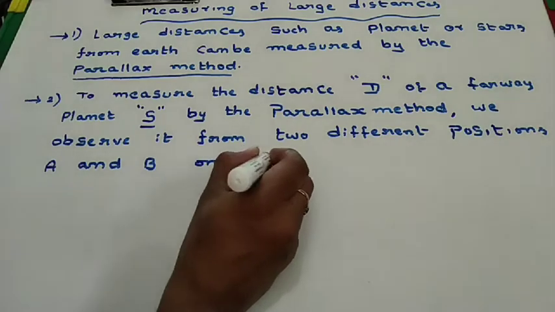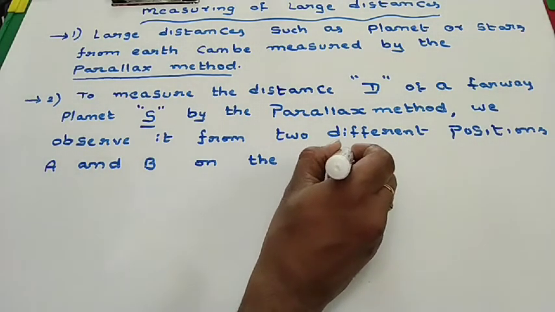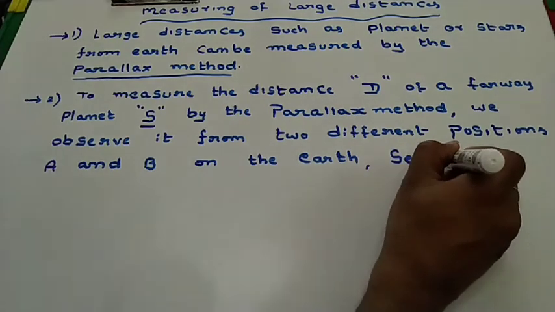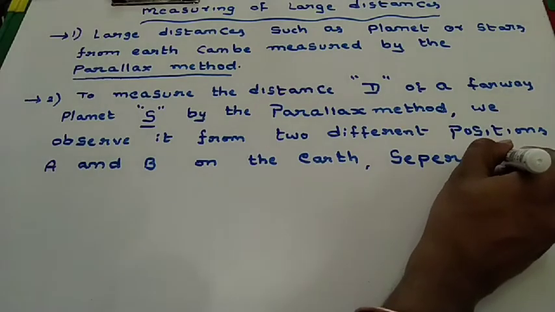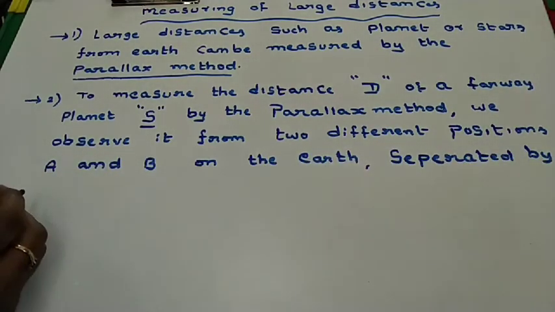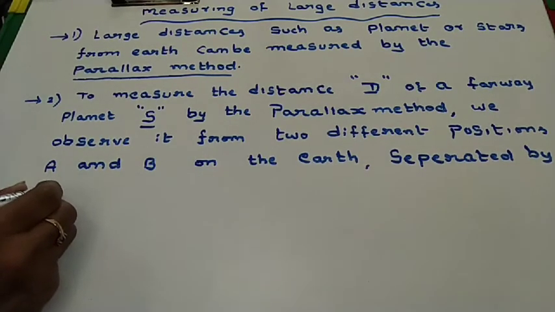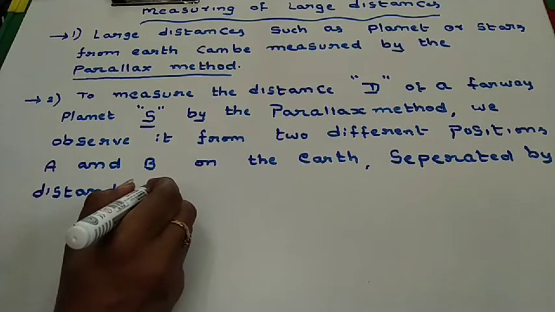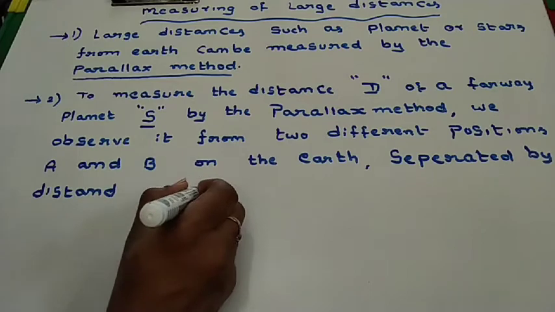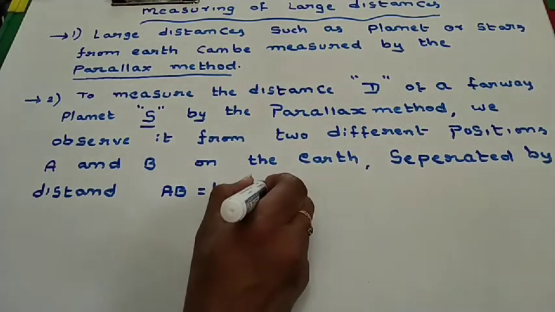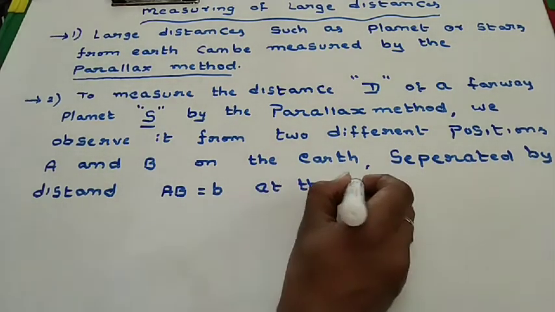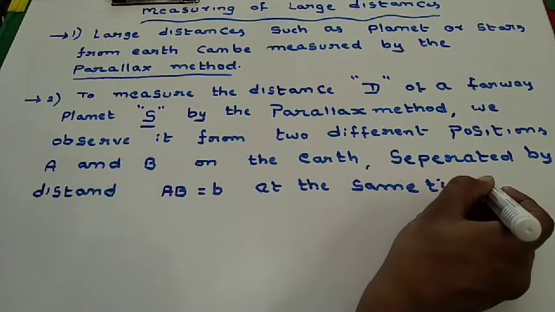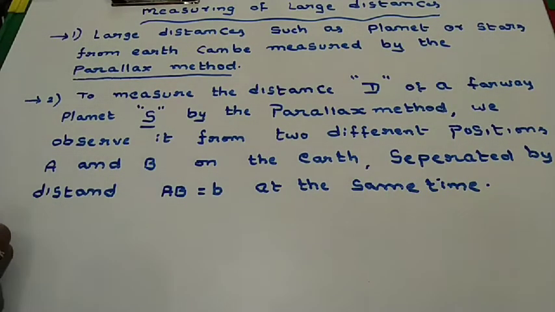On the earth, separated by a distance AB equal to b, at the same time.